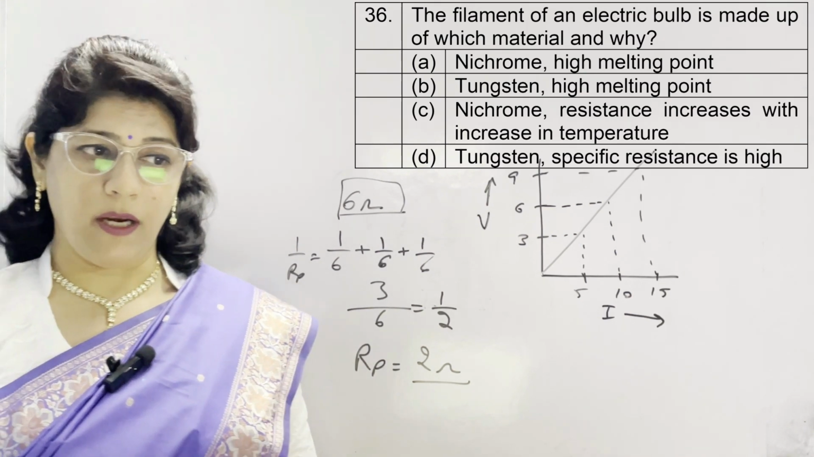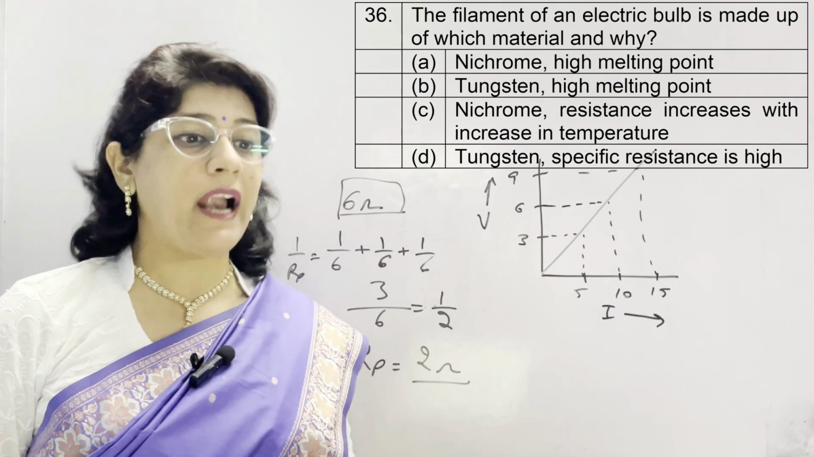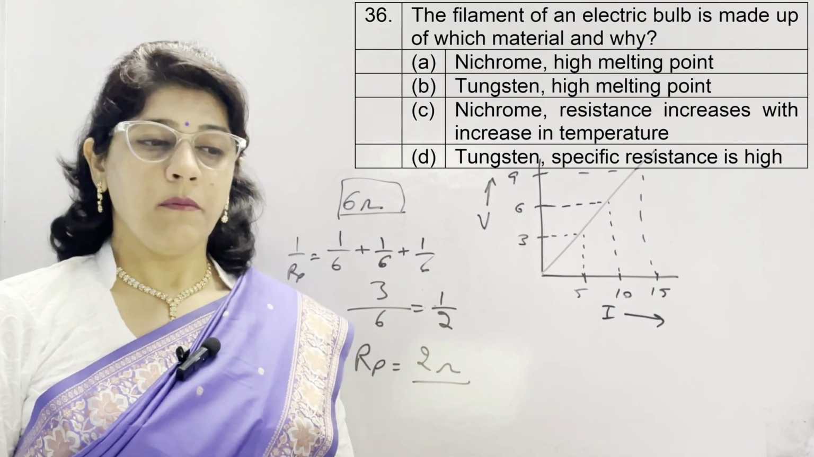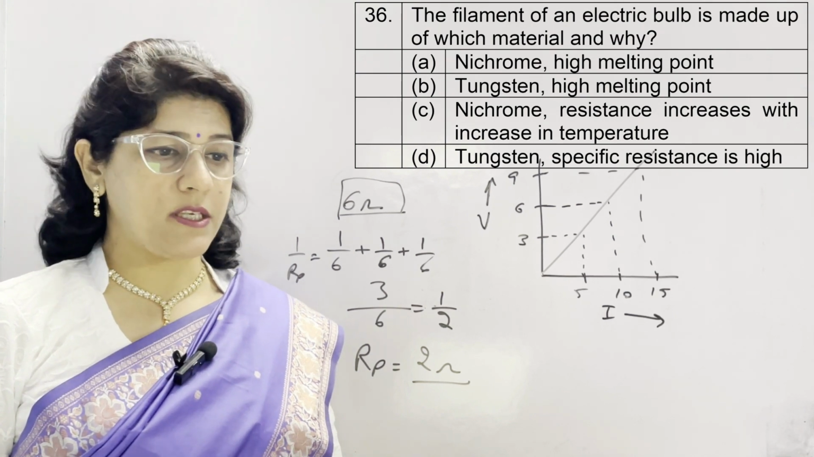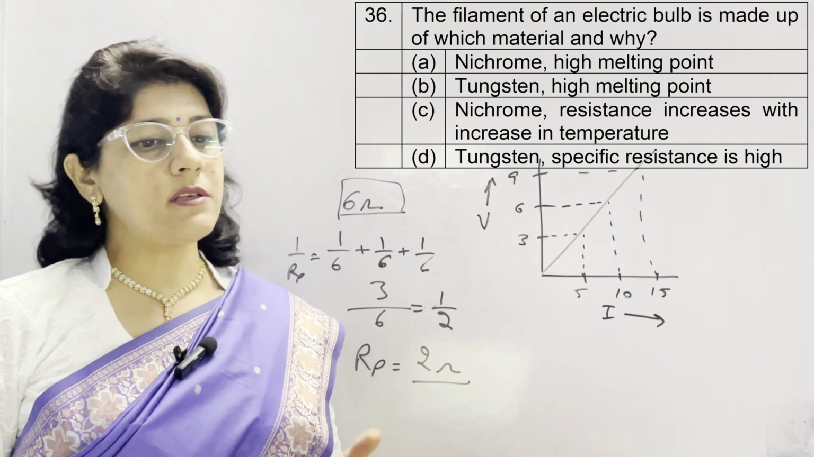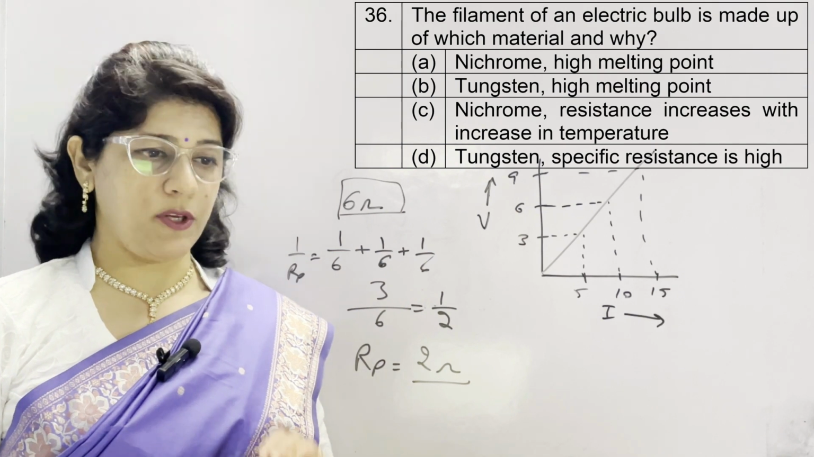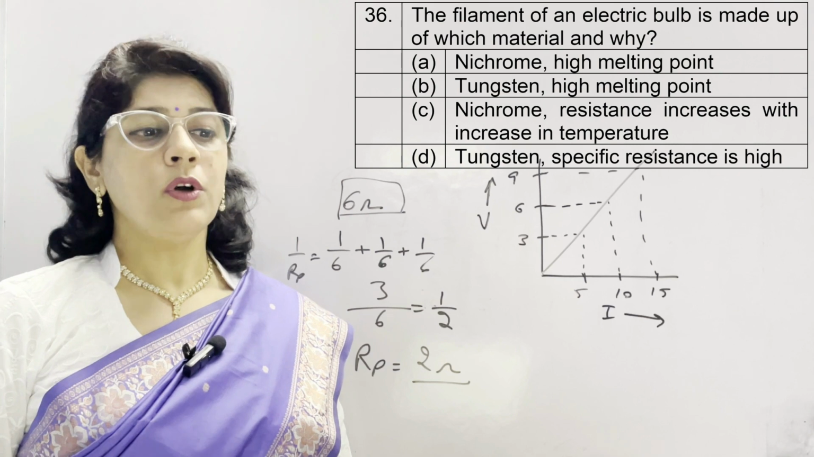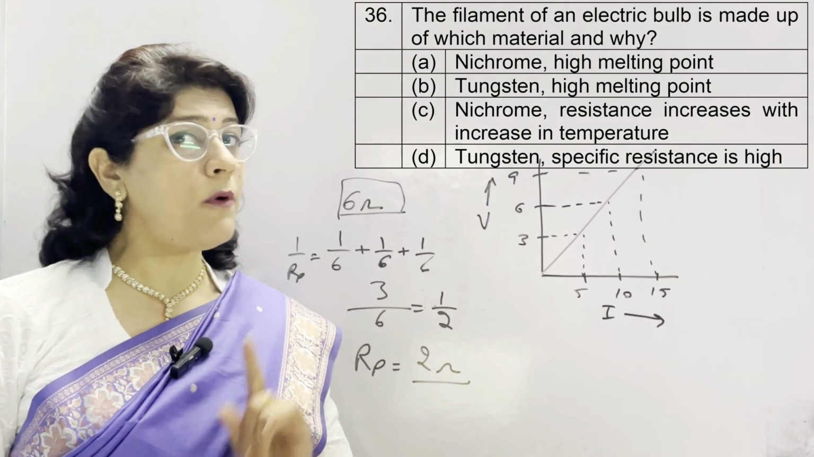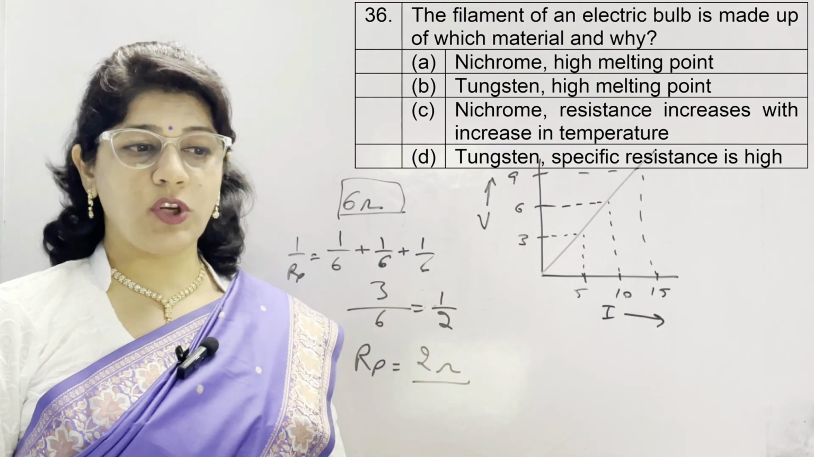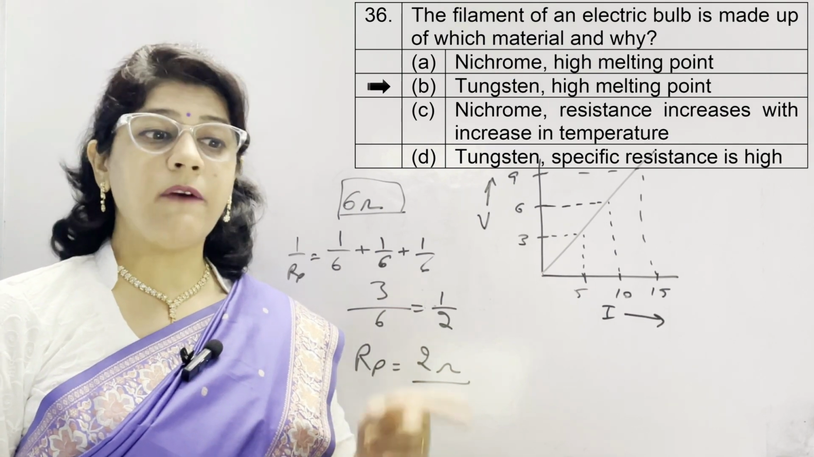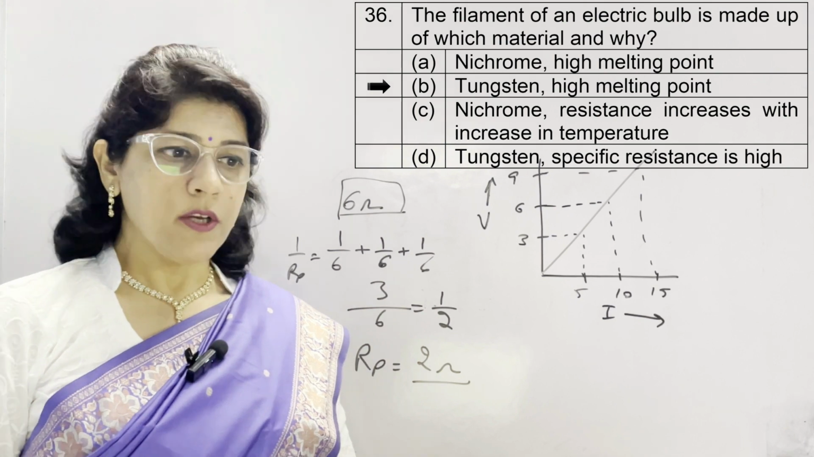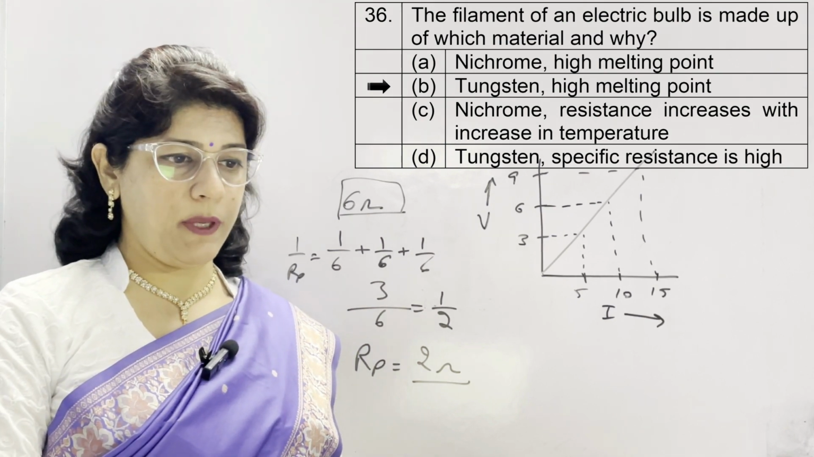In question number 36, the filament of an electric bulb is made up of which material and why. A option is nichrome having high melting point, B is tungsten having high melting point, C is nichrome, resistance increases with increasing temperature and D tungsten, specific resistance is high. So we know the filament of electric bulb is made up of tungsten and the correct option here is B, tungsten and why we are using because it has high melting point. So correct option is option number B.